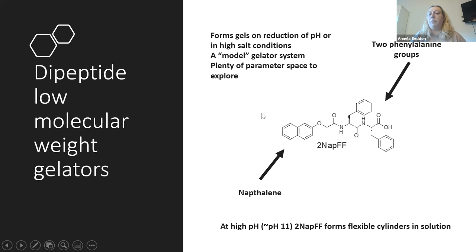And what's nice about 2-NapFF is if we drop this molecule into a solution at high pH, so say pH 11, it will automatically self-assemble to give these kind of flexible fiber-like structures, but they're in solution. So we've not formed a gel, we've just made a solution of fibers. And we can look at these fibers and we can try and understand them. And that's one of the things I'm going to present.